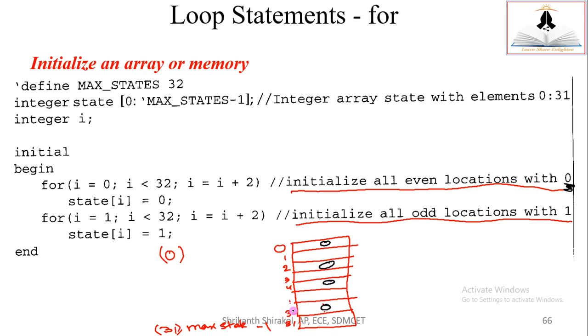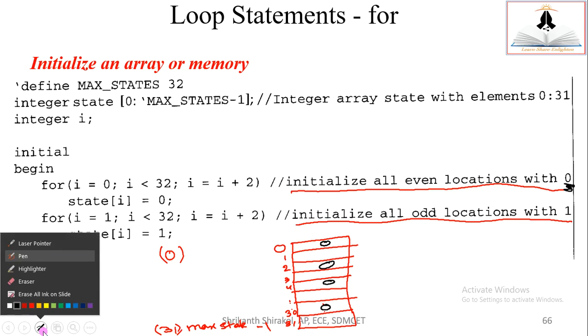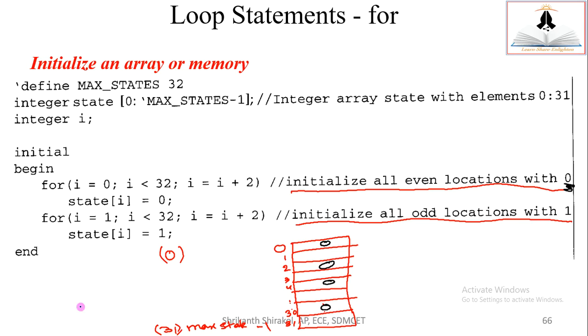Like that: 6, 8, 10, 12, 14, 16, 18, 20, and it goes on. All those locations have been initialized with 0. Now, similarly, you check for all odd locations. Odd locations should be initialized with 1. So this is an odd location, and this is an odd location. All these odd locations, 1, 3, 5, 7, 9, 11, 13, 15, 17, 19, and so on, should be initialized with 1. So this is the task in front of us.